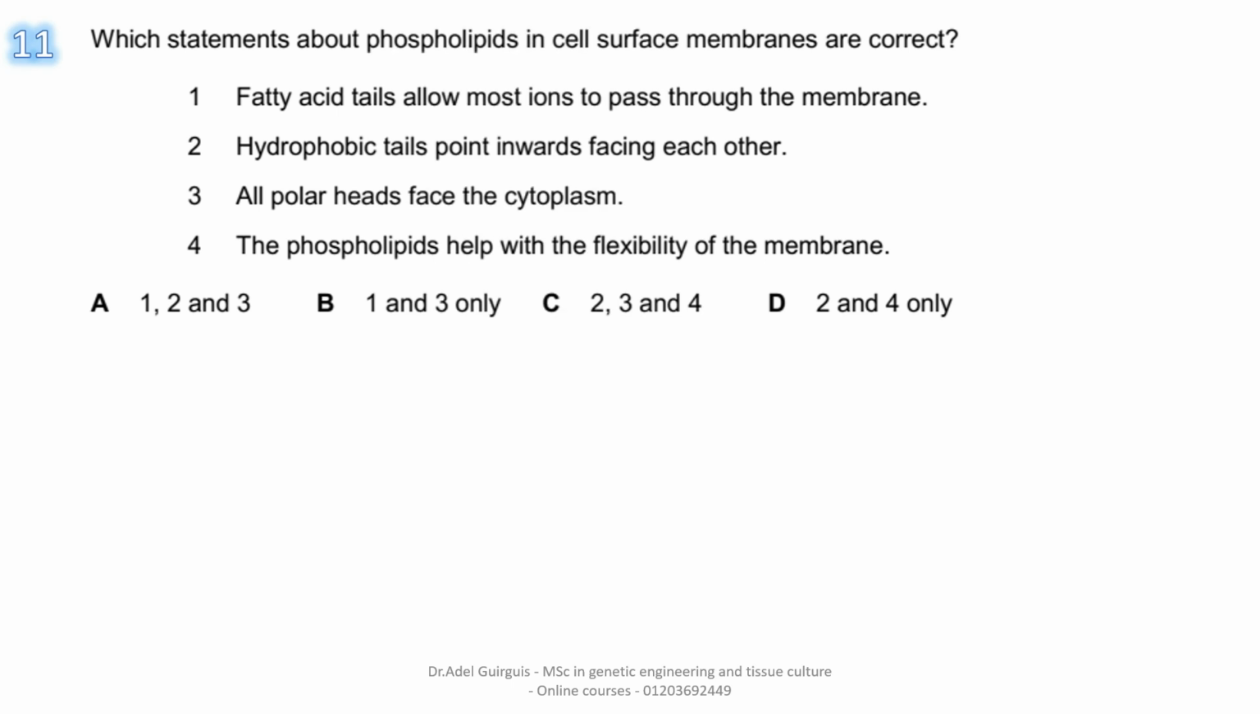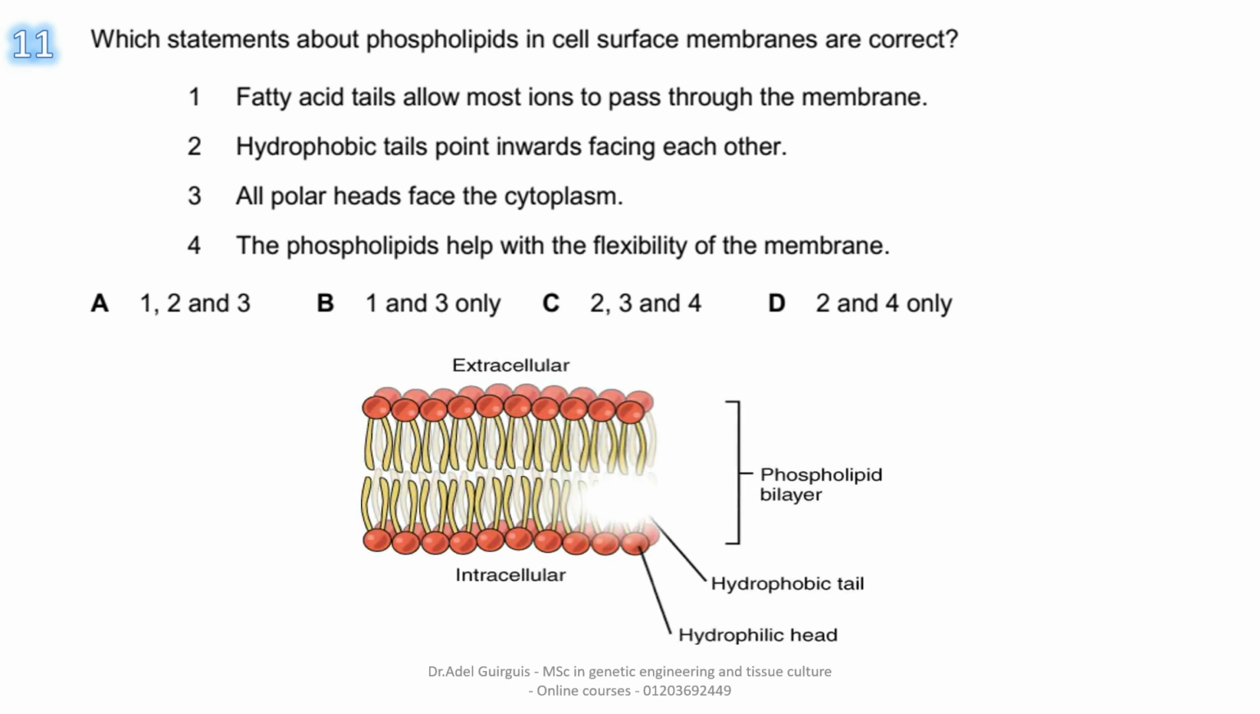Number 11. Which statements about phospholipids in cell surface membranes are correct? Fatty acid tails allow most ions to pass through the membrane. Fatty acid tails, they are hydrophobic. How do they pass ions? This is a wrong statement. Look, this phospholipid bilayer with tails, fatty acid tails like this part and this part. How do they allow most ions to pass through? It is a wrong statement. So number 1 is wrong.